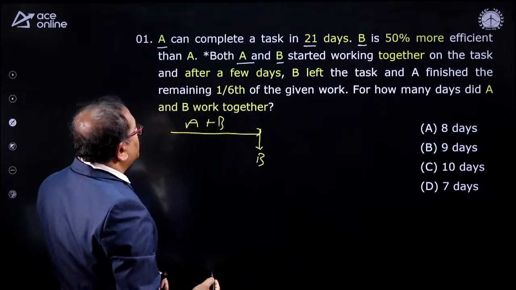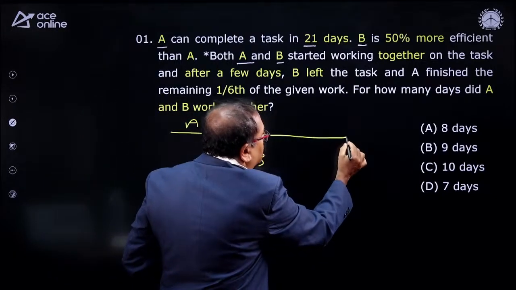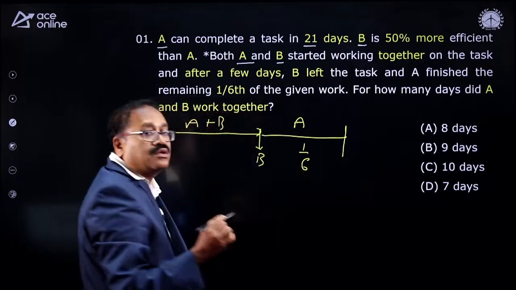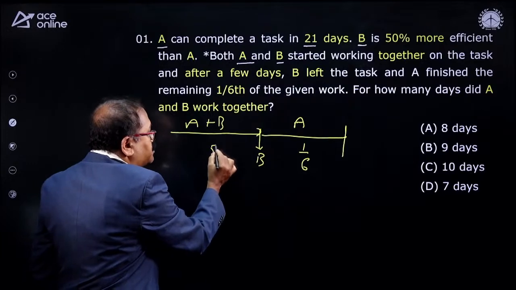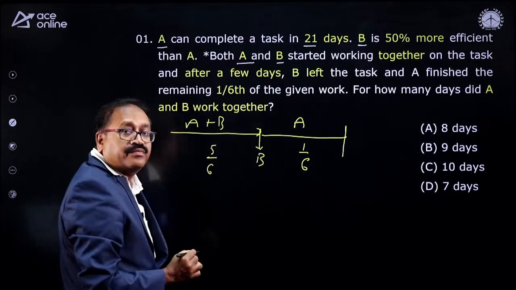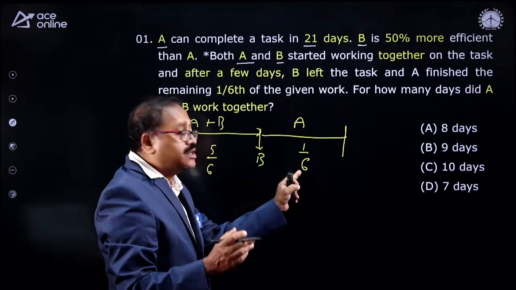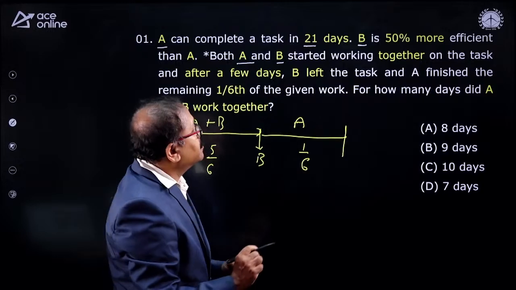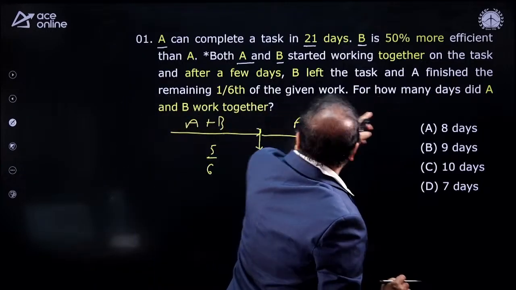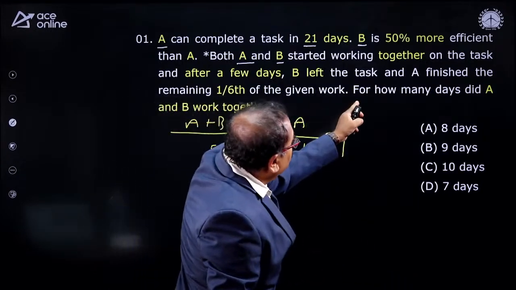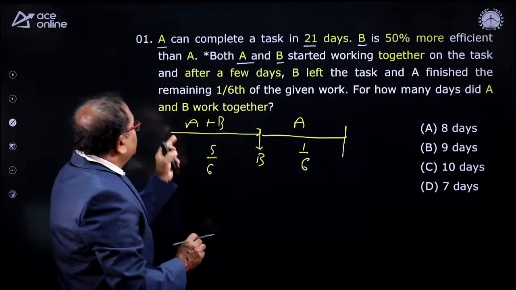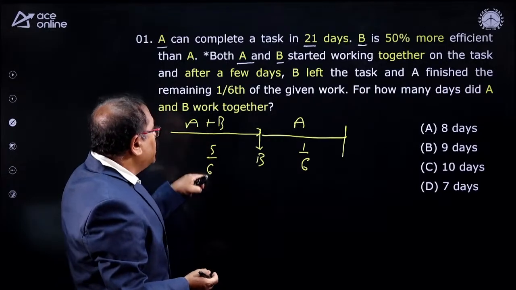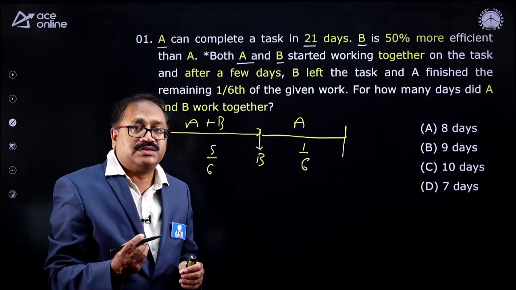A finishes the remaining 1/6 of the work. So A finished 1/6 of the remaining work. That means here 5/6 of the work is completed. Therefore 1/6 of the work is left after B left, and that is completed by A. Okay, for how many days did A and B together work?